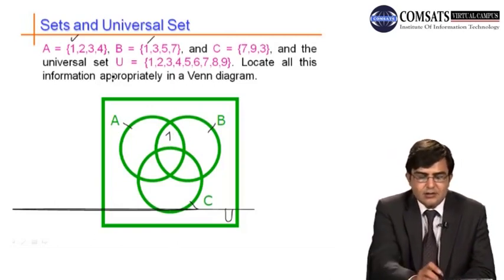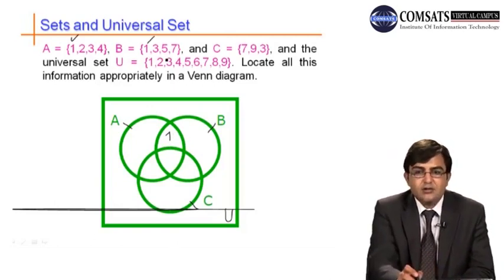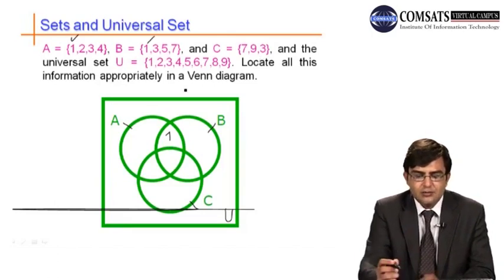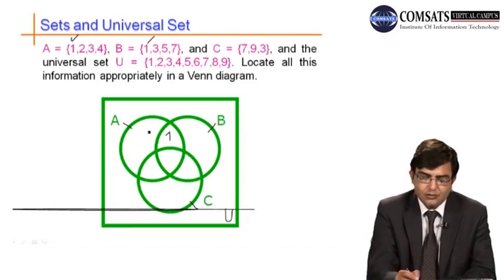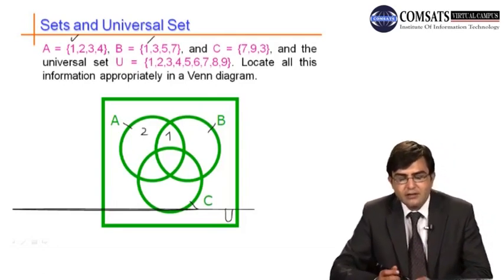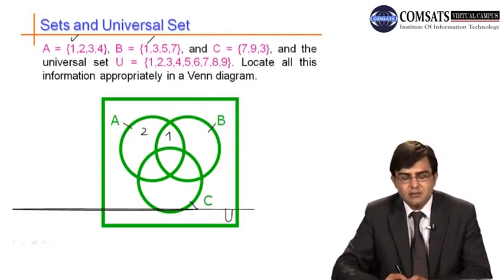The next is 2. 2 is in A, 2 is not in B, 2 is not in C. So 2 is only in A. So 2 will come here, where there is no common region of A and B and C.